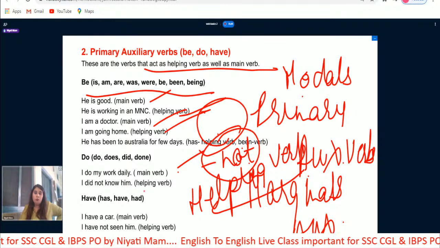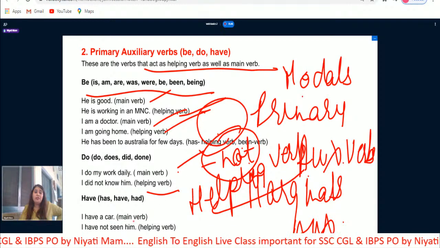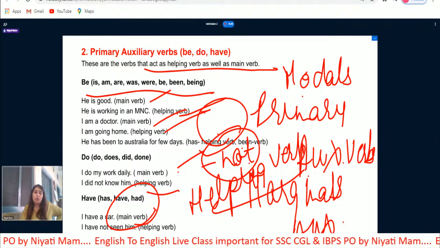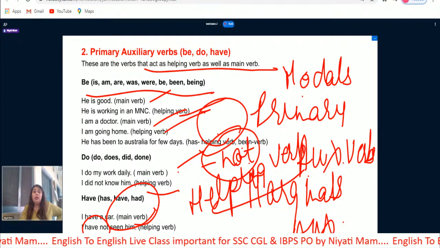I did not know him, helping verb. I have a car, main verb. I have not seen him. Not is there, helping verb.